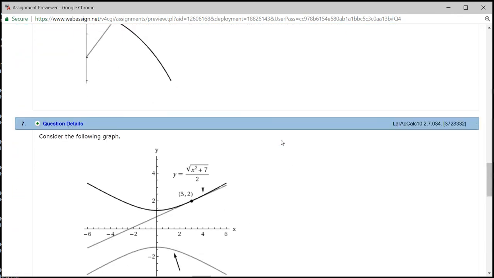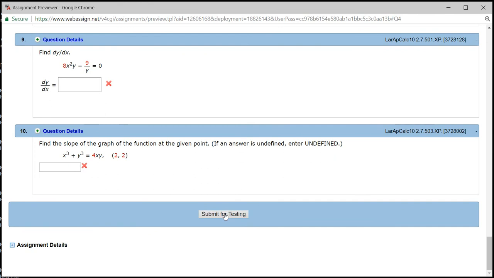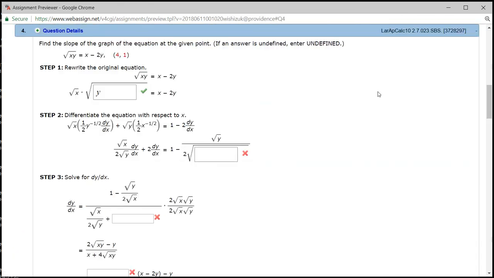Maybe let's just check the answer first. Submit for testing. It came back and looks like we got step 1 correctly. So let's move on to step 2.